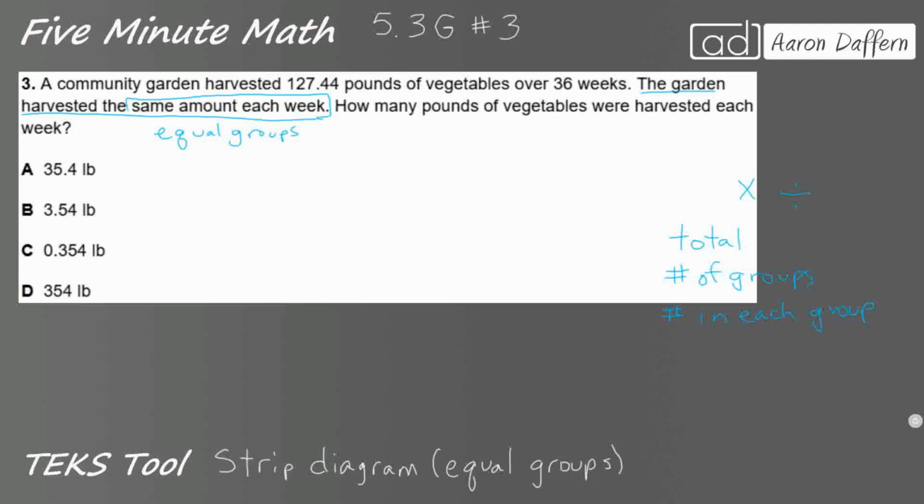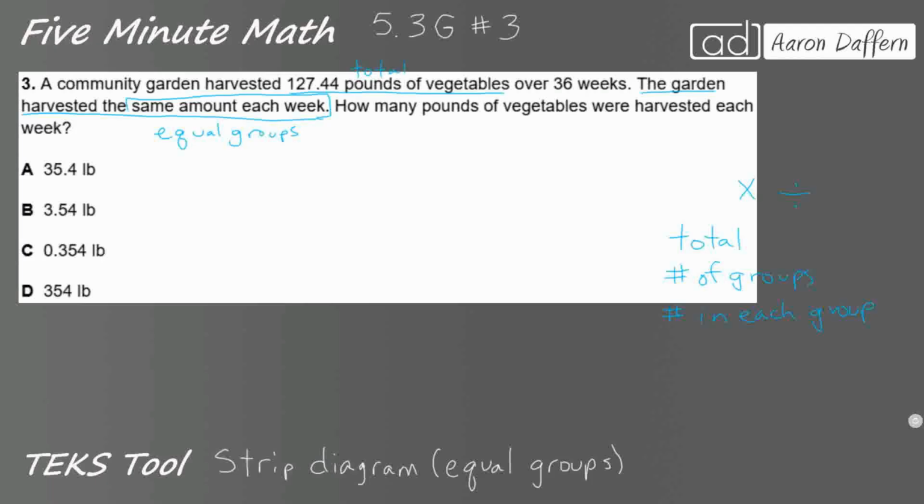So let's look at the two numbers they gave us, 127.44 pounds of vegetables. So that's the amount of vegetables we have. That number does not seem to be getting bigger. So that is going to be our total.